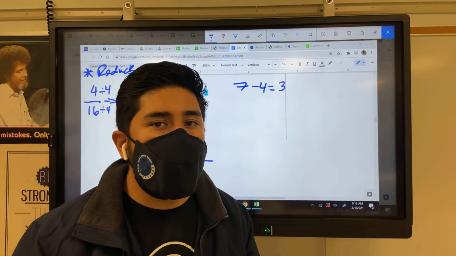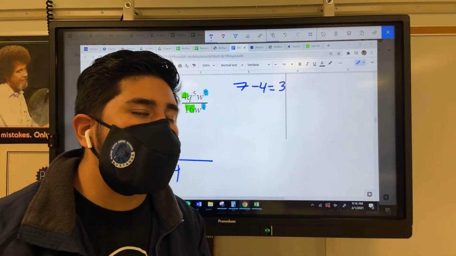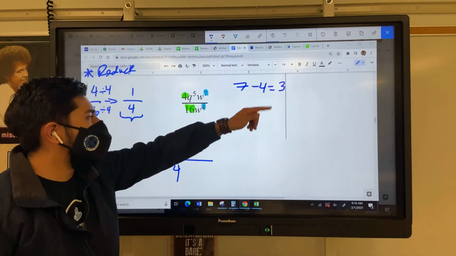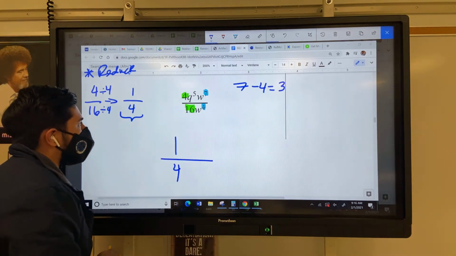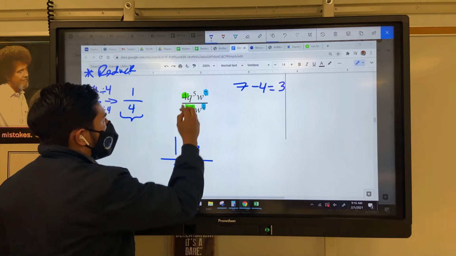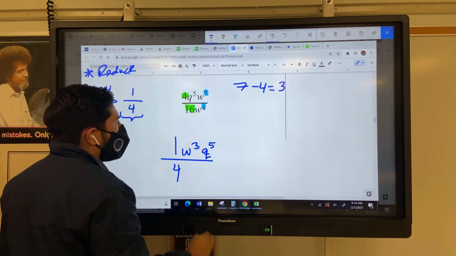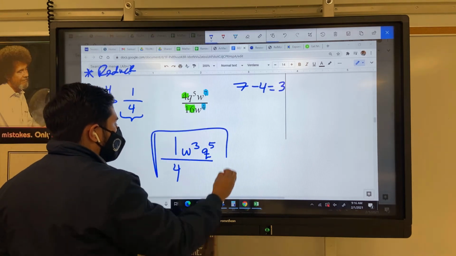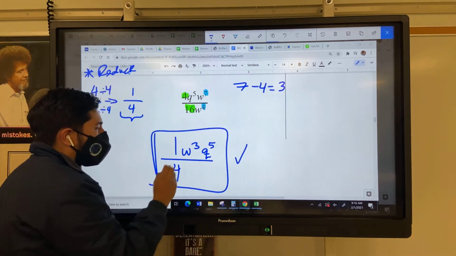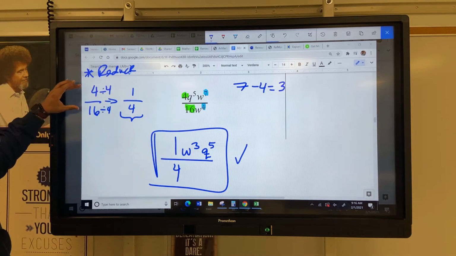Next time, which is probably on Friday, I'm going to go into detail with what you need to do with negative exponents. But for today, if it's positive, everything always goes on top. I'm going to put W3. And because Q5 didn't have a partner, put Q to the 5. And that's it. This one's a little bit trickier because you just need to remember to put everything on top and make sure you reduce.